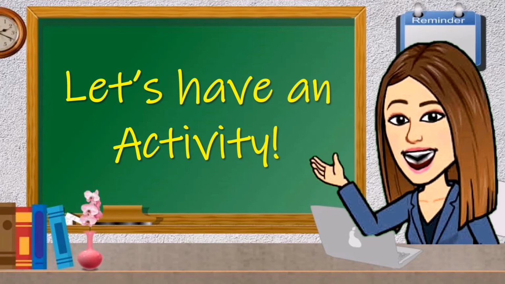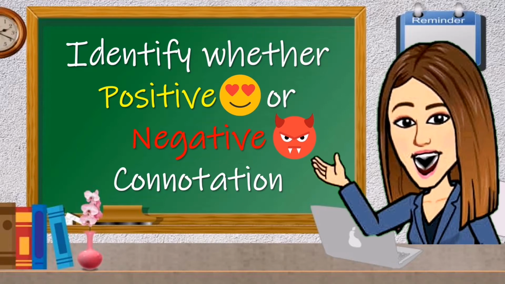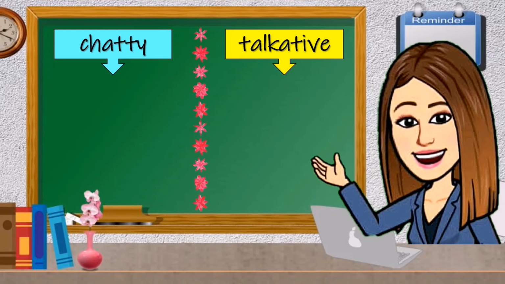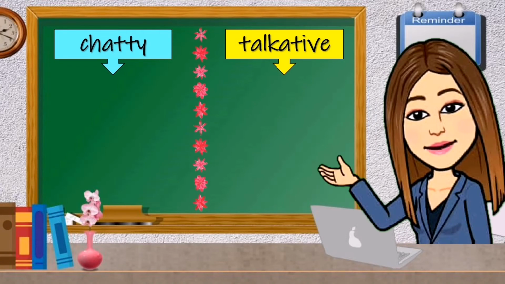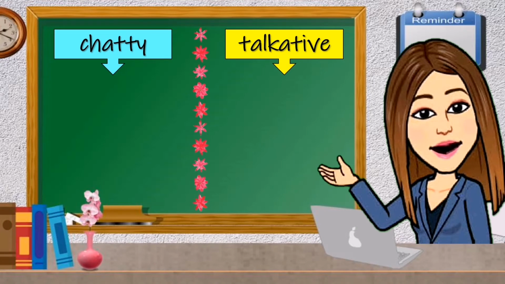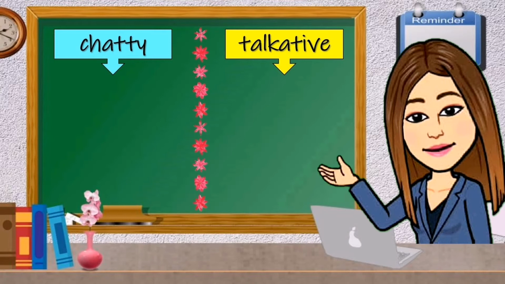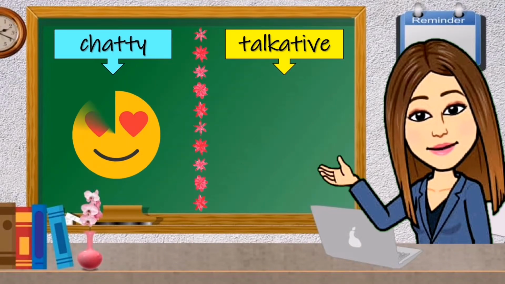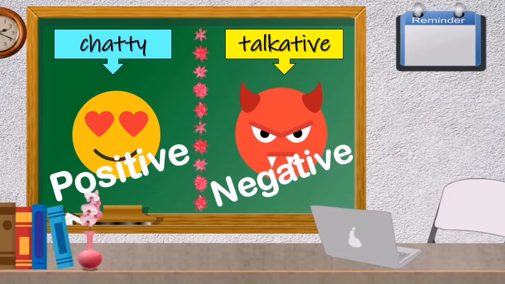So let's have an activity. Identify which word has a more positive connotation or a negative connotation. Are you ready? Let's get started. Number 1. Chatty and talkative. Which one of these has a more positive connotation and which has a more negative connotation? The correct answer is chatty is more positive and talkative has a more negative connotation.